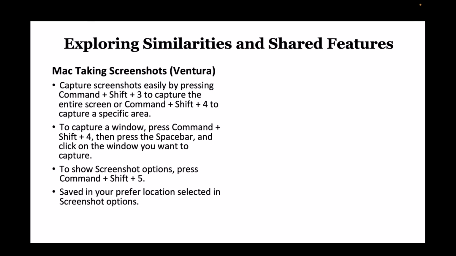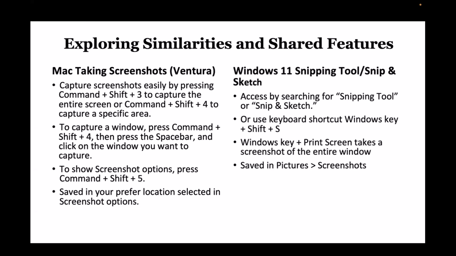If you're using Windows, they have something called the Snipping Tool. You can access it by typing in Snipping Tool or Snip & Sketch, or you can use the keyboard shortcut, which is the Windows key plus Shift plus S. The Windows key plus Print Screen takes a screenshot of the entire screen, and your screenshots are saved in Pictures, in the folder called Screenshots.